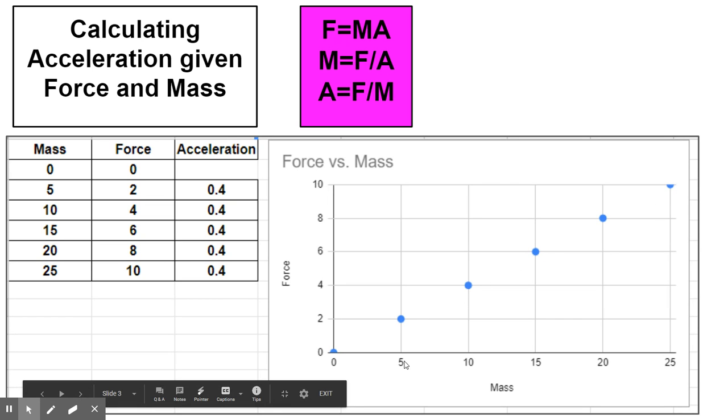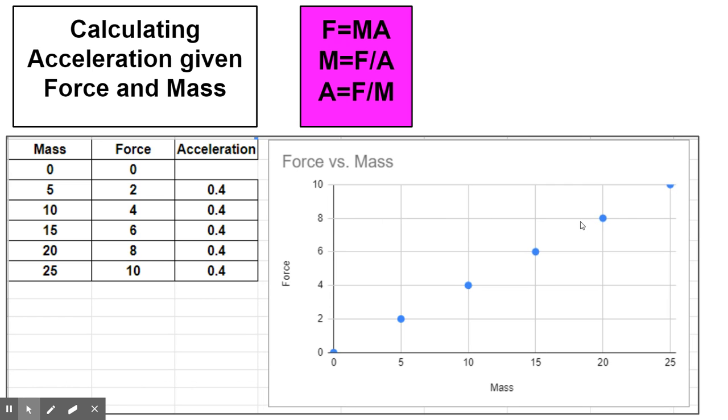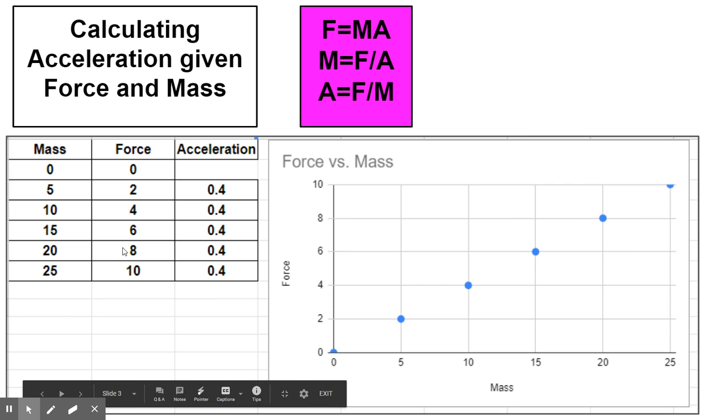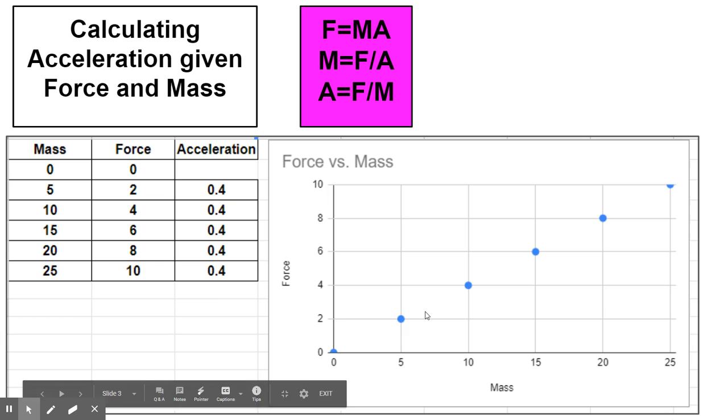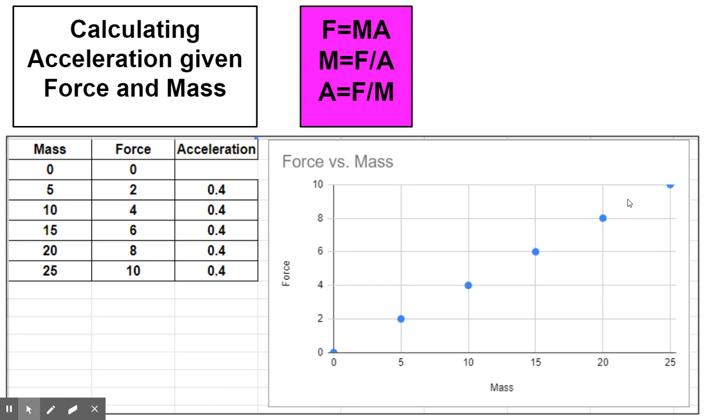So 2 divided by 5 is going to be the same as 4 divided by 10. This is going to be the same as 6 divided by 15. It's going to be the same as 8 divided by 20. And this shows you here how all of those answers are the same. So notice that because the line is straight, acceleration is constant. So this vehicle or object is constantly accelerating given this information.